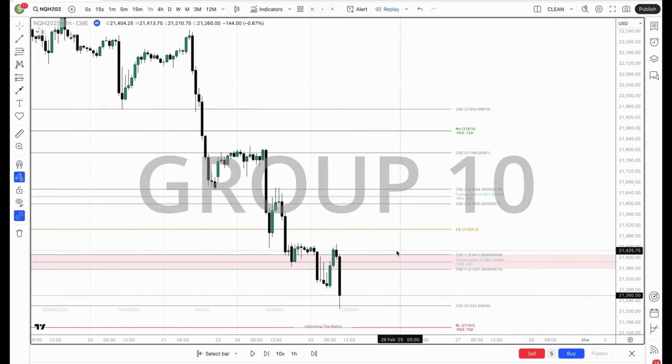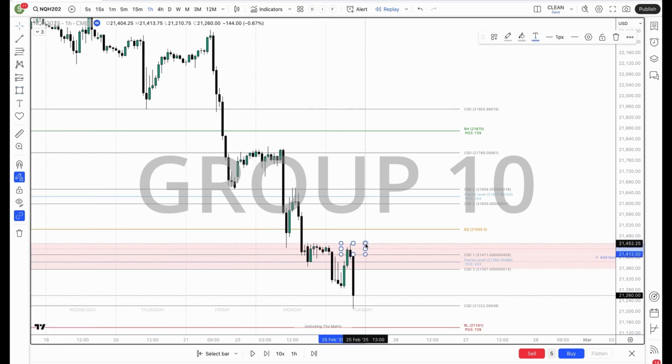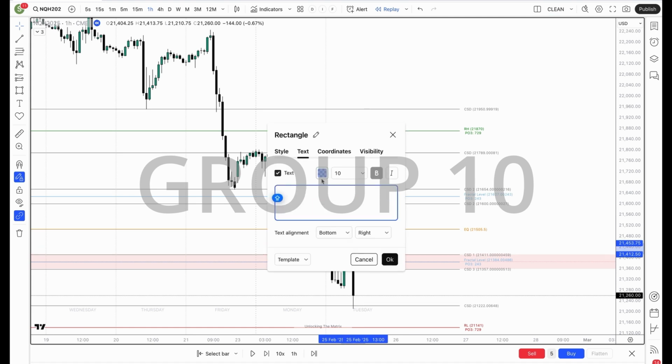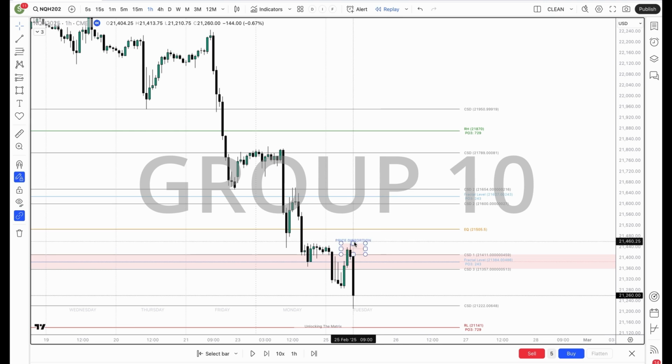And what do we call this move above the range high? We call this price distortion right here. Just going to label it price distortion. Price distortion is where price will color outside the lines.